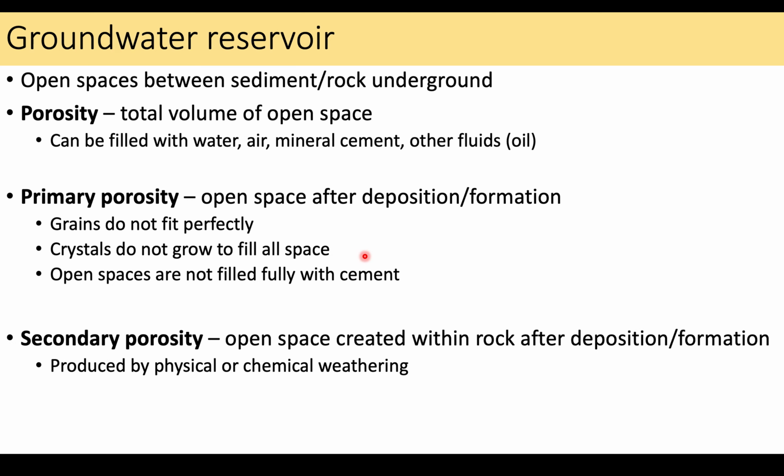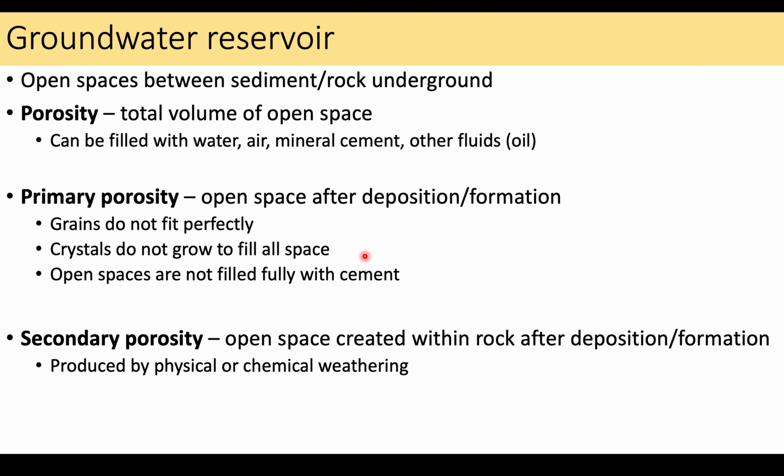There's also secondary porosity, which is where space is created within a rock after it was formed, after deposition. This would be due to some type of weathering, either physical or chemical weathering. This is going to create additional porosity because something has been weathered away. So there can be both types, primary and also secondary. Primary is the porosity that was there at the time of deposition.